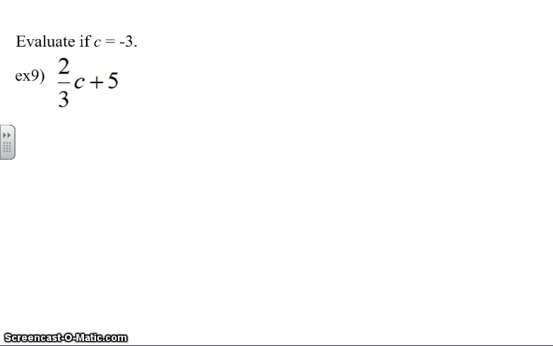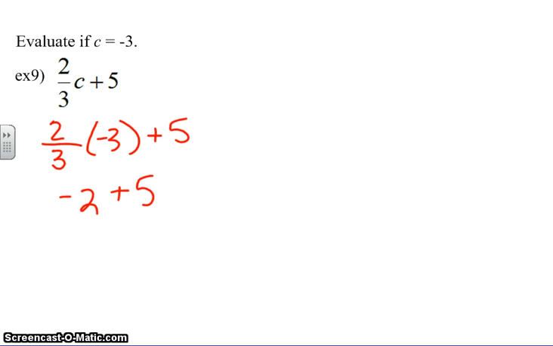And the last one for the lesson, example 9, evaluate if c is equal to -3. So we're going to replace c with -3. 2/3 times -3 plus 5. 2/3 times -3 is -2 plus 5. -2 plus 5 is equal to 3.